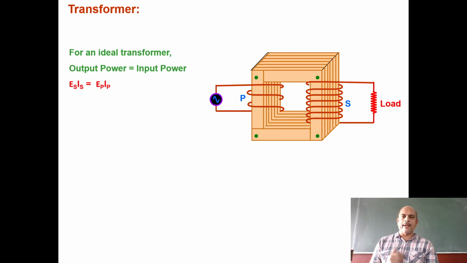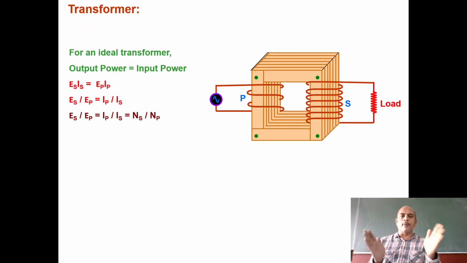Now what happens if we change this ratio? First of all, for an ideal transformer, output power equals input power. Power means voltage into current, E into I. Here EMF is taken the same as potential. So ES into IS equal to EP into IP, so ES upon EP equal to IP upon IS. So now we get the complete expression: ES upon EP equal to NS upon NP equal to IP upon IS. It means if EMF increases, current automatically decreases.